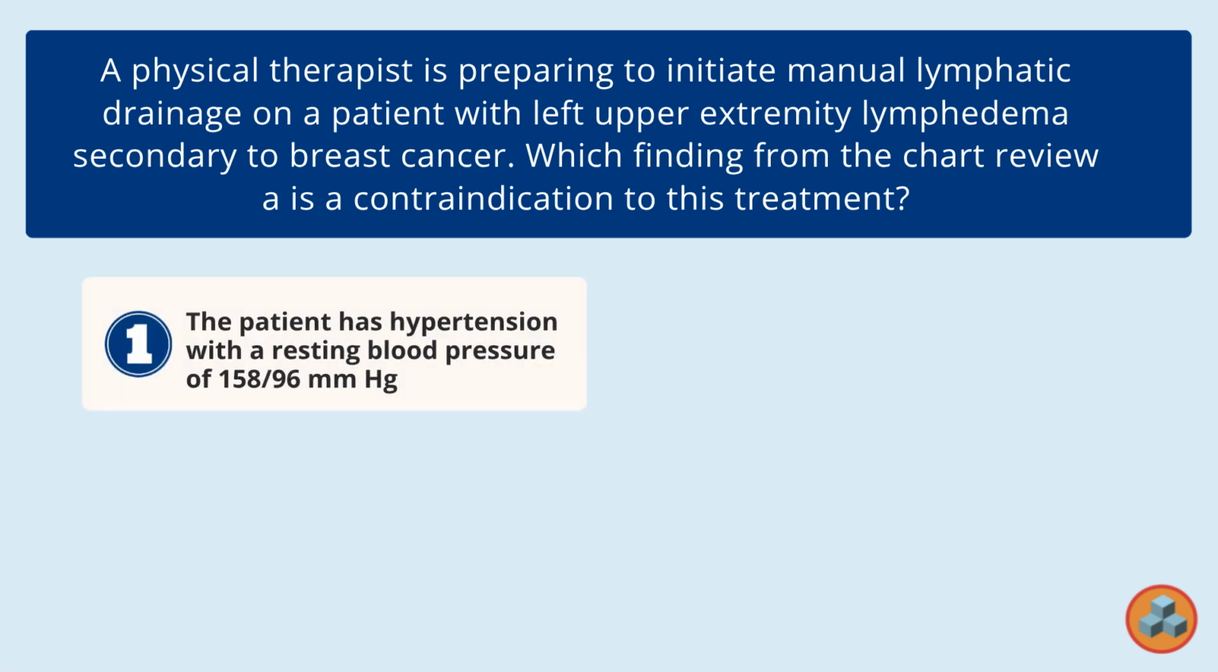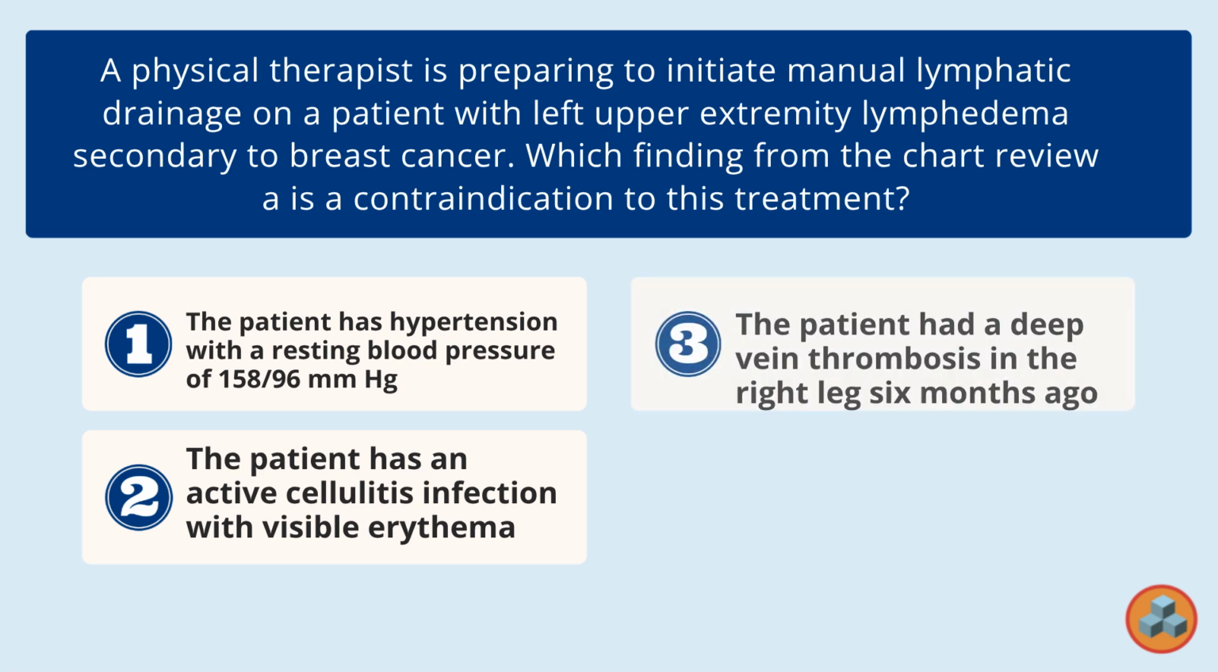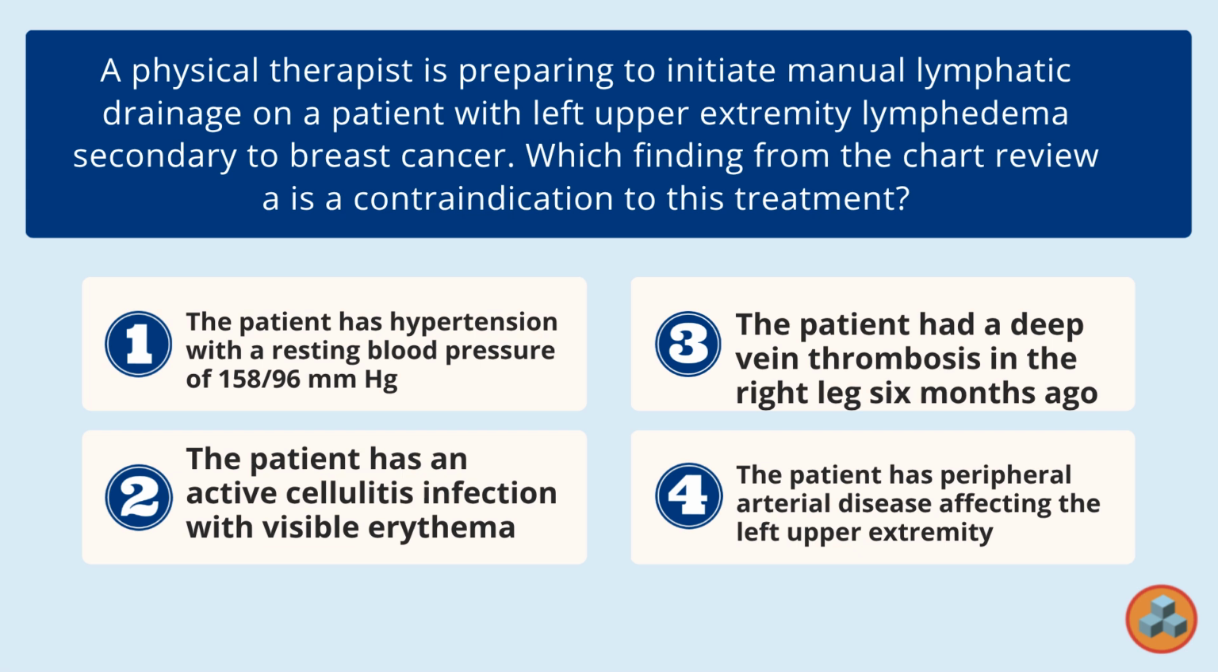Option 1. The patient has hypertension with a resting blood pressure of 158 over 96 millimeters of mercury. Option 2. The patient has an active cellulitis infection with visible erythema. Option 3. The patient had a deep vein thrombosis in the right leg 6 months ago. Option 4. The patient has peripheral arterial disease affecting the left upper extremity.